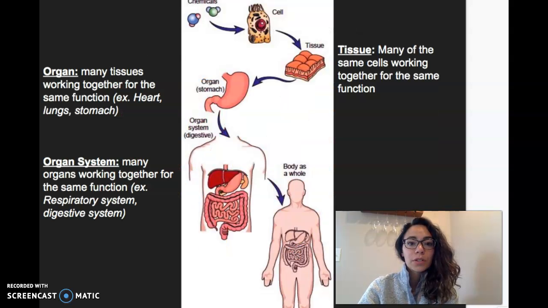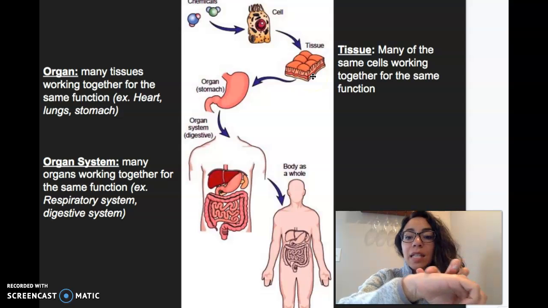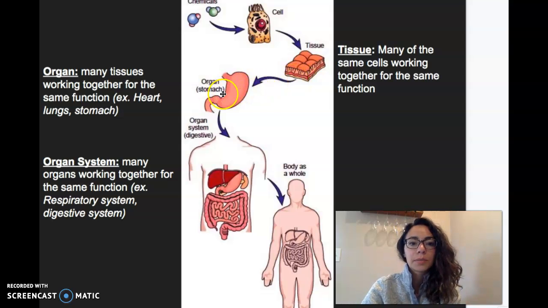So first, I just want to talk about a couple vocabulary words that are important. So we've already learned about chemicals like molecules, atoms that are inside our bodies. Those molecules bind together and work together to form cells and organelles. When we have a bunch of cells together that are the same type, this is called a tissue. So many of the same cells working together for the same function. So for example, our skin is a type of tissue. We have many cells working together for the same function.